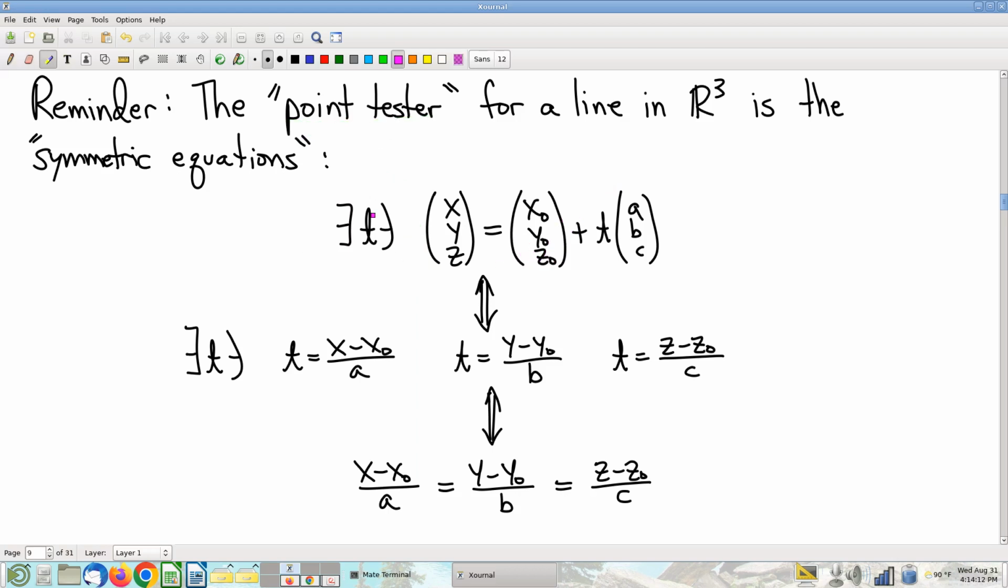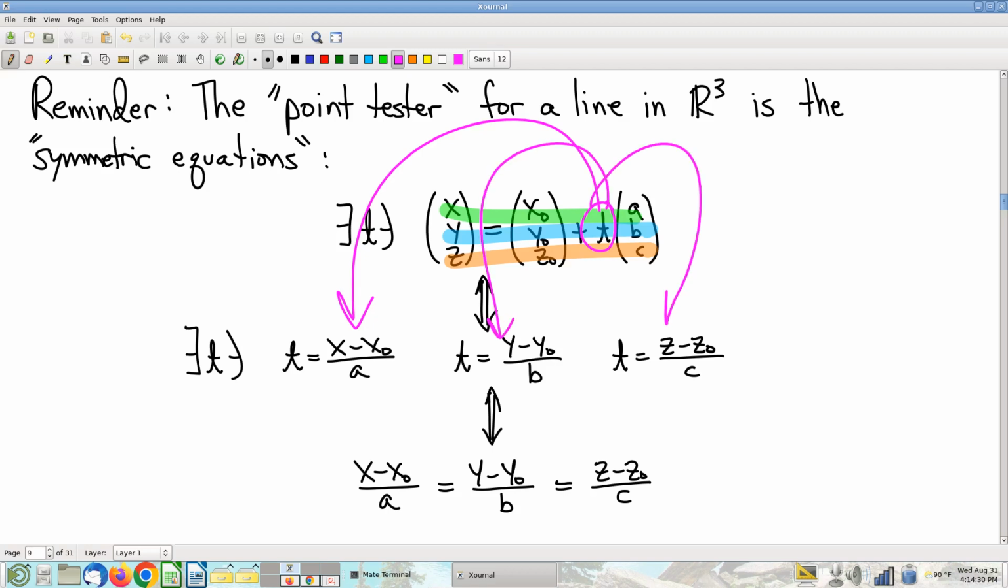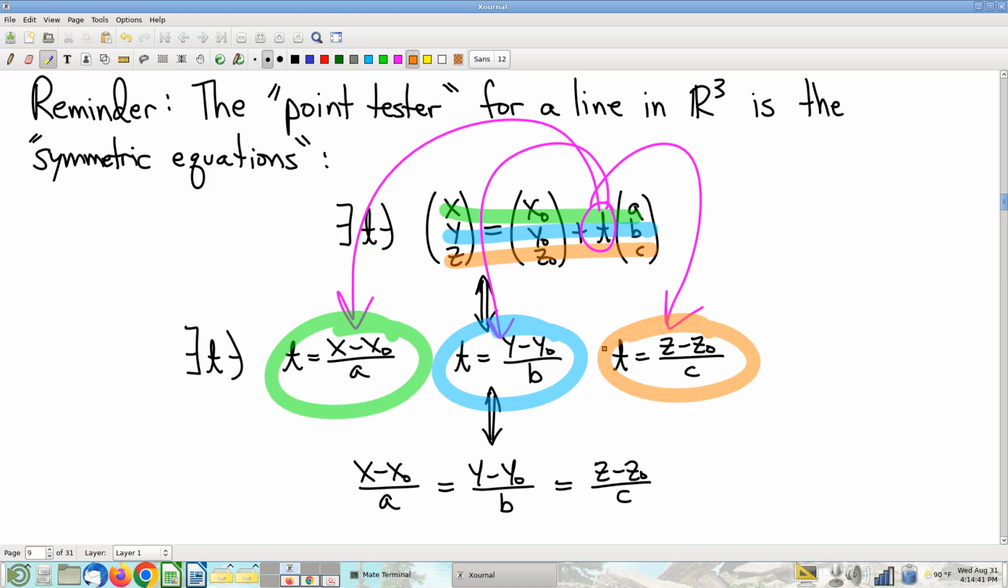It becomes a lot easier, though, when you take the 3 equations of this parameterization, and in those equations you solve for t. Solve for t in all 3 of those equations. You get 3 different formulas, of course. That's the t you get from the green equation. That's from the blue equation. That's from the orange equation.